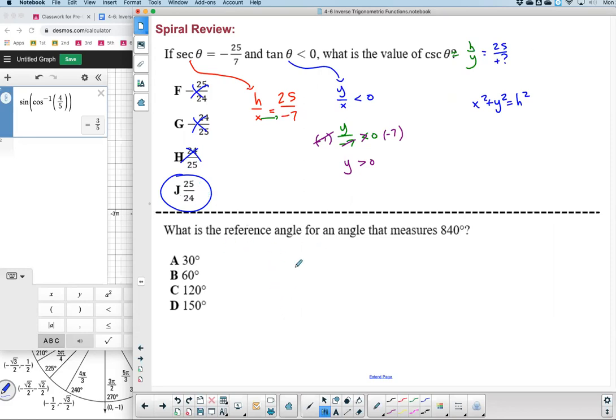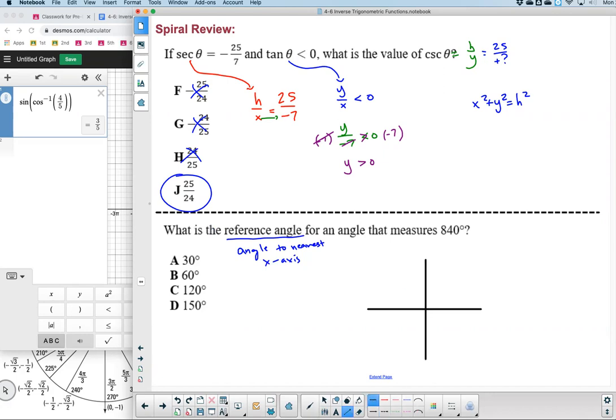Okay, and finally, reference angle. Reference angle is the angle to the nearest x-axis. All right, sorry about that. So it's the angle to the nearest x-axis. Okay, so that's what a reference angle is. And we use the symbol with a theta and then an apostrophe after it, like a theta prime.